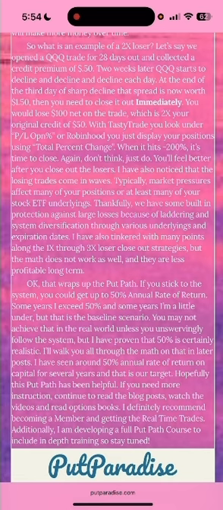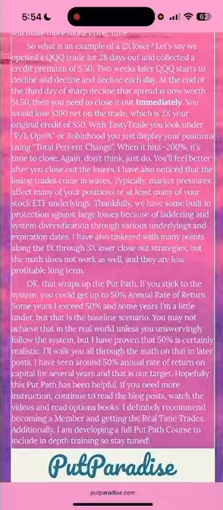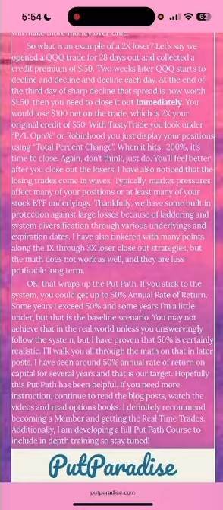Again, with Tasty Trade, you look under P and L, open percentage. With Robinhood, as I just talked you through, you look under total percent change. When it hits minus 200%, it's time to close. Don't think about it, just do it.